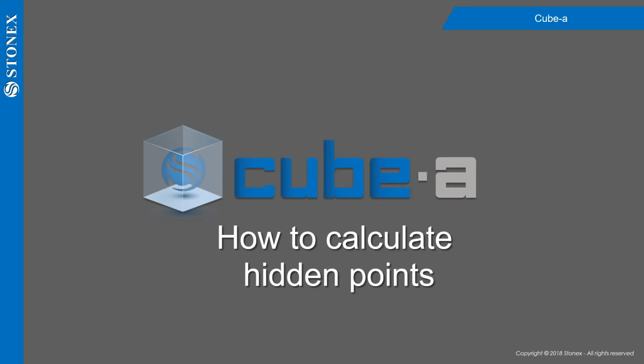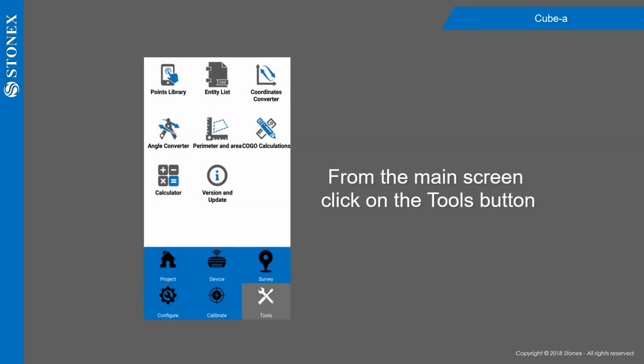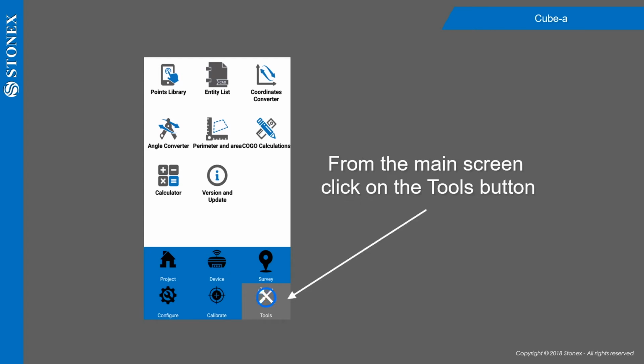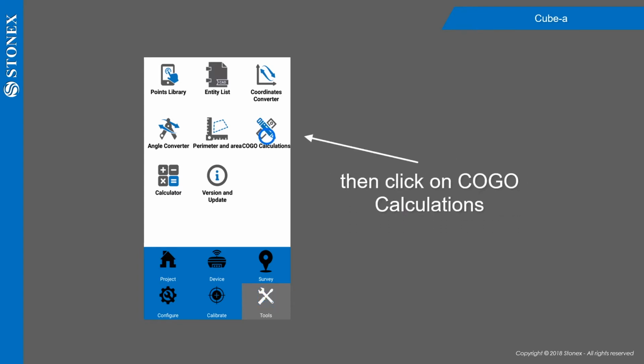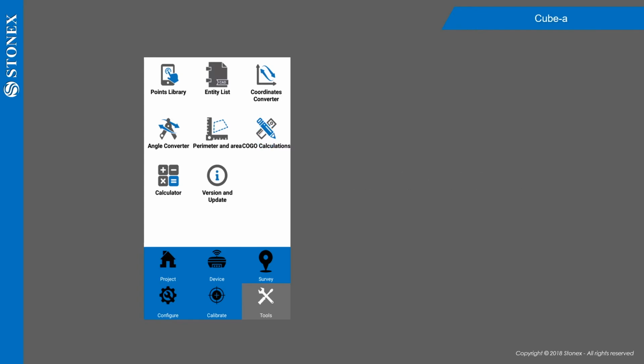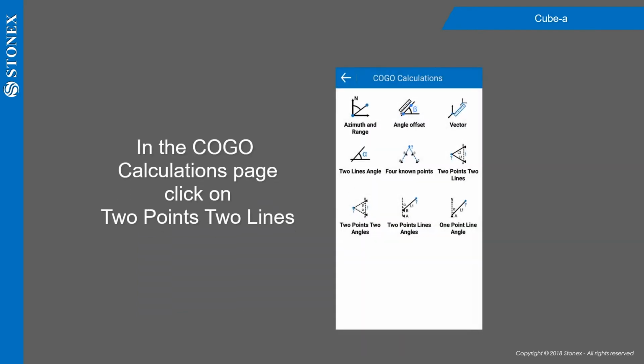How to calculate hidden points. From the main screen, click on the Tools button. Then click on COGO Calculations. In the COGO Calculations page, click on 2 points 2 lines.